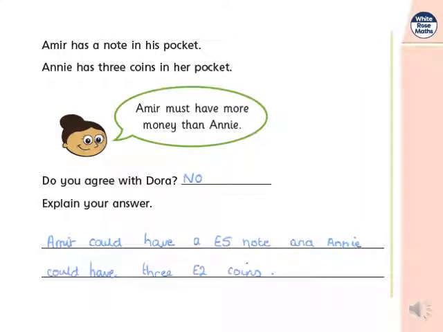Here is your answer. It said Amir has a note in his pocket. Annie has 3 coins in her pocket. Amir must have more money than Annie. Do you agree? And we should have said no.